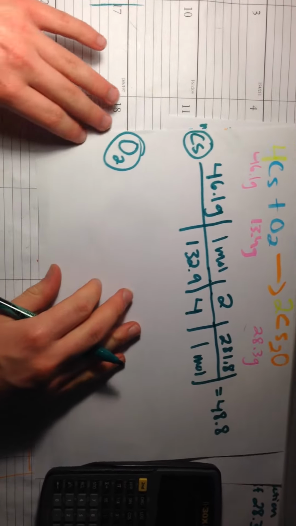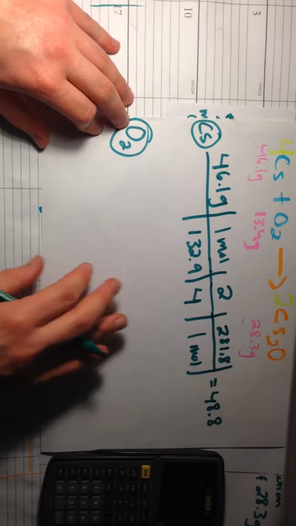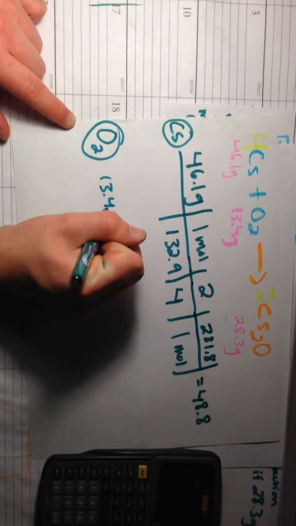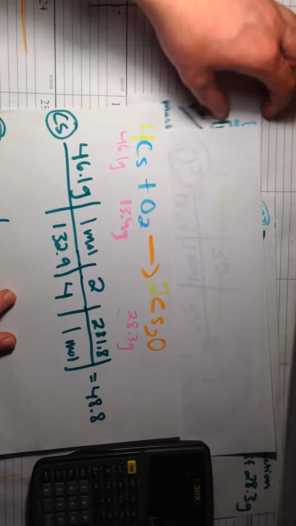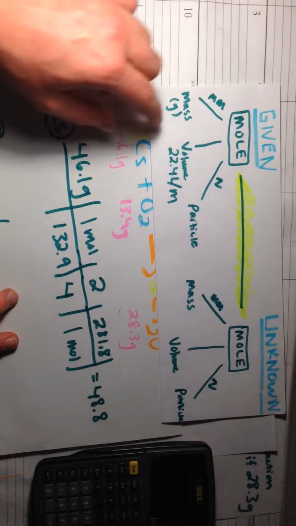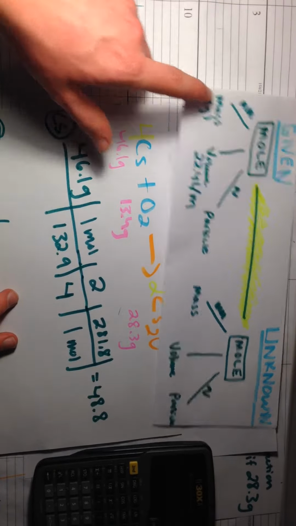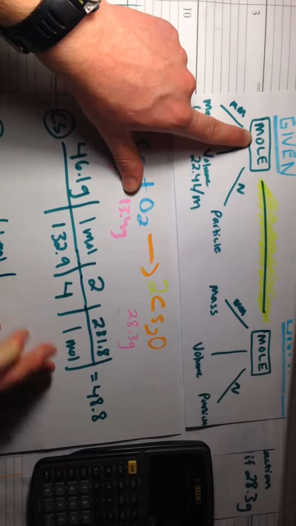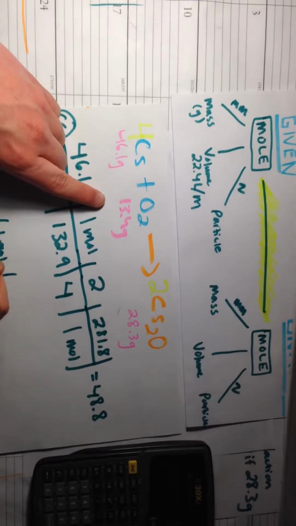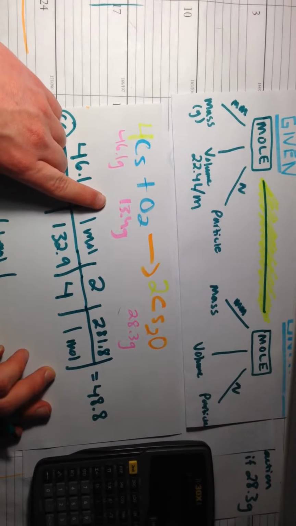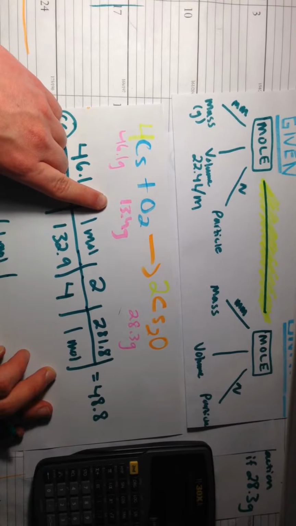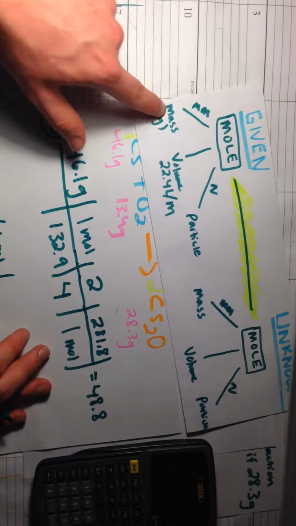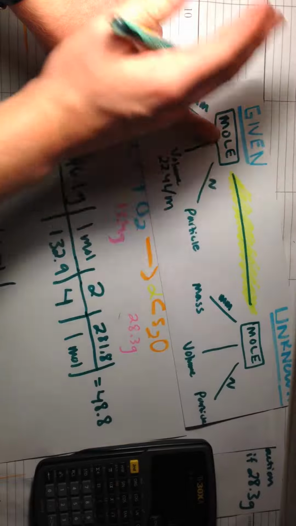So let's go ahead and do oxygen now. Okay, oxygen, we're given 13.4. So 13.4 grams. Let's get our chart back out here. 13.4 grams. And we're going to mole. So we're going to divide by the molar mass of oxygen, which is 32, because in the periodic table, 16 times 2 is 32. So therefore, we now went from mass to mole on the given side.